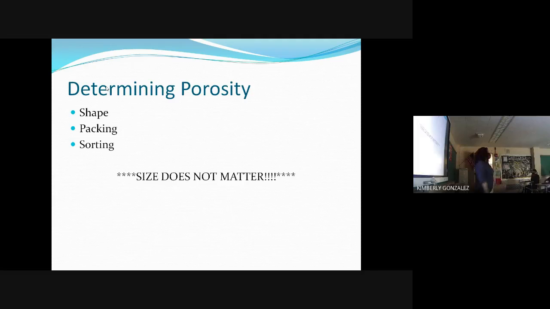Okay, here's the big thing. The size of the material does not matter on porosity. You can have big marbles versus teeny tiny little marbles. It doesn't matter. The size does not matter for porosity. Okay, that's very important. Hence why you have 8 stars and 4 exclamation points.